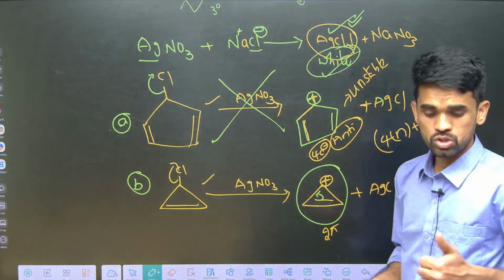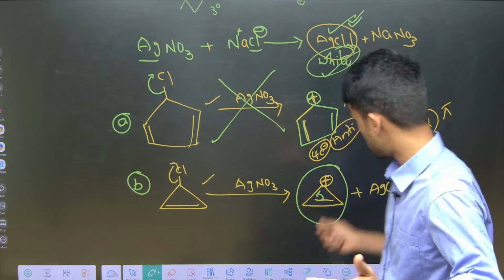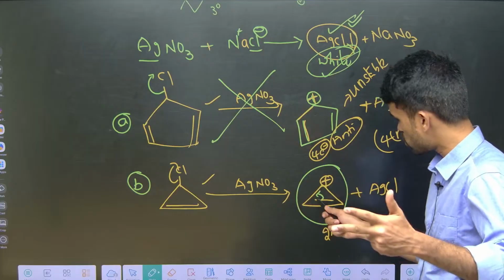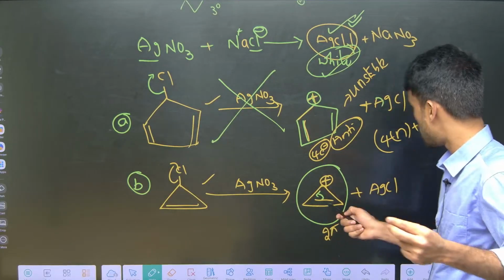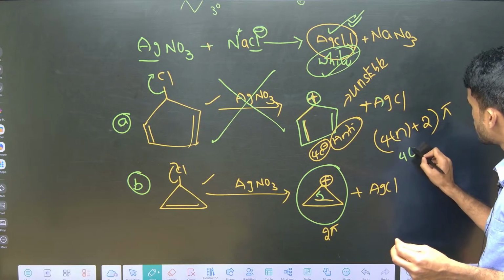An aromatic compound should be cyclic, with planarity in all the carbons, and complete conjugation of pi electrons should take place, with 4n plus 2 pi electrons. So put n value as 0.